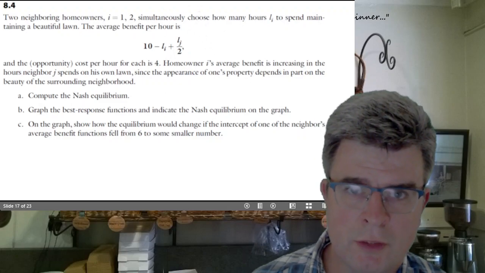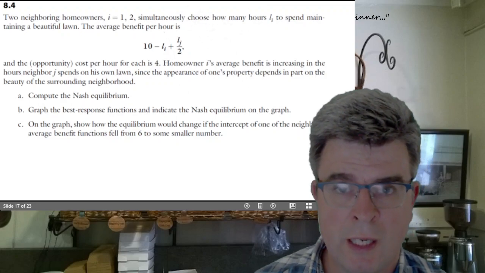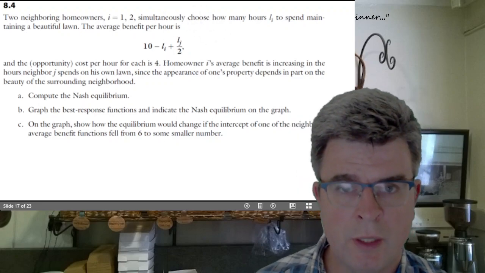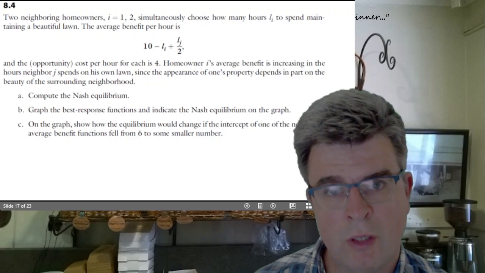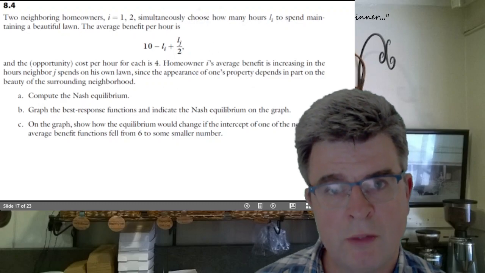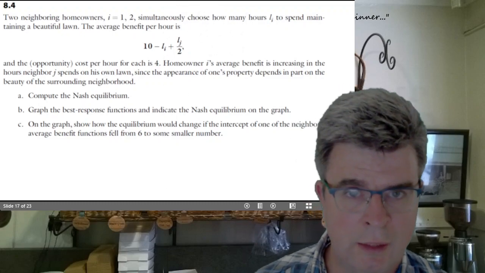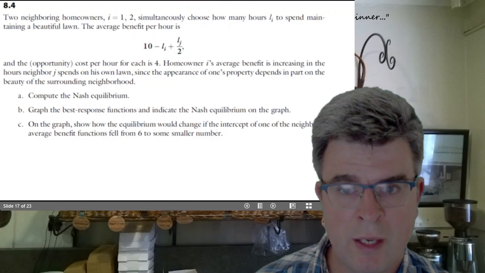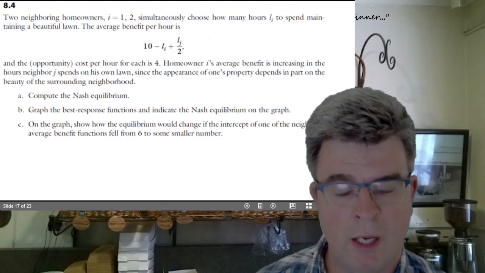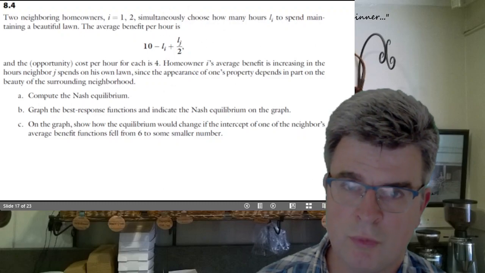It's spring, so in exercise 8.4 we find ourselves in the garden of two neighboring homeowners. Different from the previous exercises, we still do game theory, but now the actions are not in terms of a very limited number of actions of 2 or 3, which can be represented in terms of a matrix, but each player has a continuous range of actions. In this case, the action that can be taken is how many hours to spend on maintaining a beautiful lawn. And the number of hours can be anything between 0 and 24 hours a day.